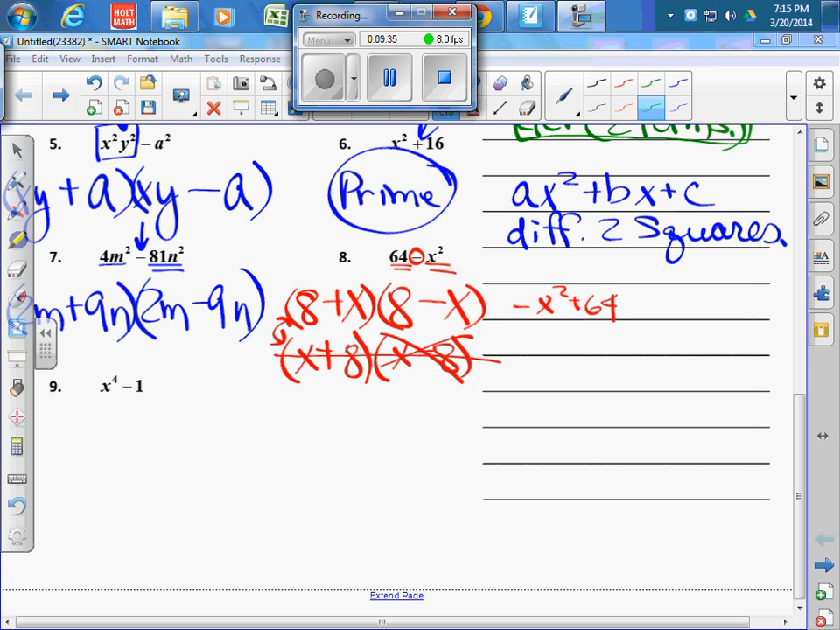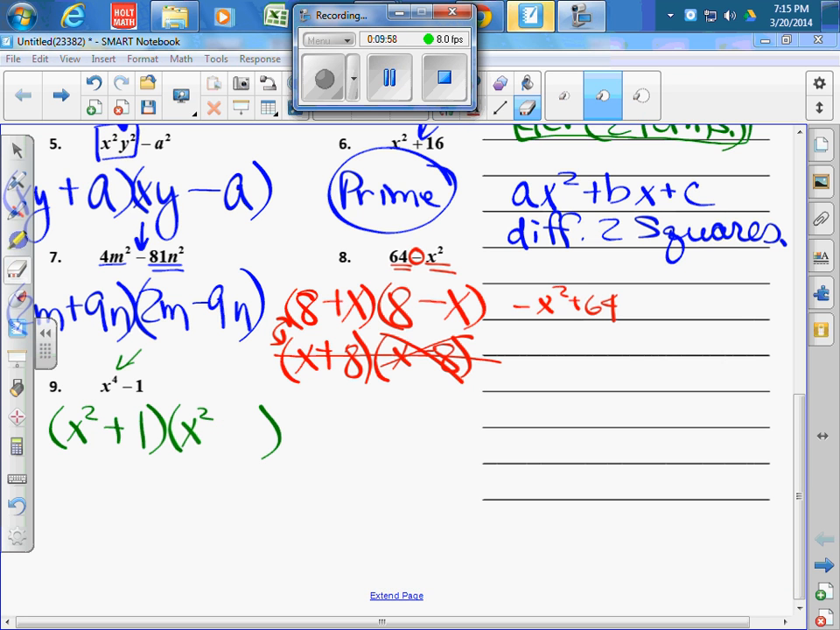In number 9, x to the 4th minus 1 is a difference of two squares. Remember, if it has an even exponent, it's a perfect square. So what's the square root of x to the 4th? Well, it's x squared. You just take half of the exponent. 1 is a perfect square. You get plus 1, and you get minus 1. But we're not done on this one. This is the reason why difference of squares can be tricky. We're not done here.